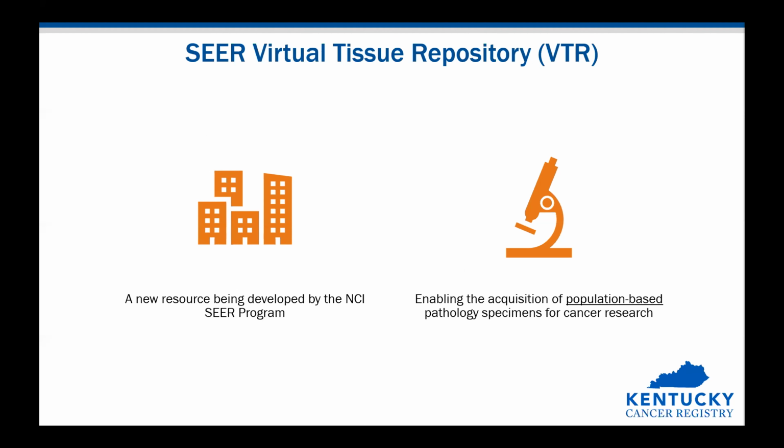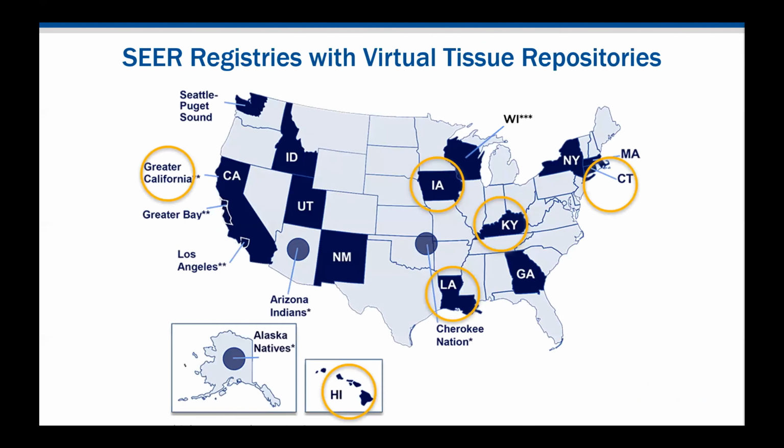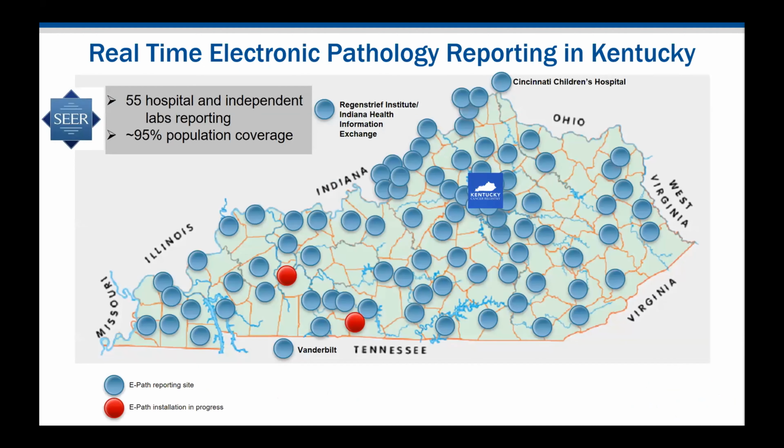We've relied on the SEER program. We're fortunate in Kentucky to be part of the Surveillance, Epidemiology, and End Results program, and employing SEER's Virtual Tissue Repository. This is a relatively new resource being developed by SEER to enable truly population-based research using pathology specimens. There are a number of VTR registries, and Kentucky is one of those.